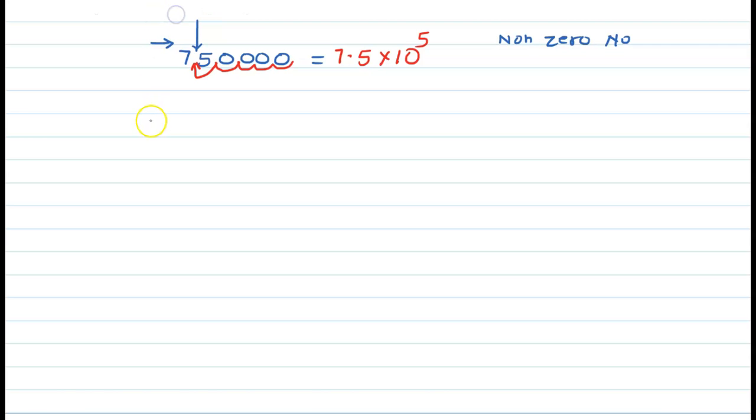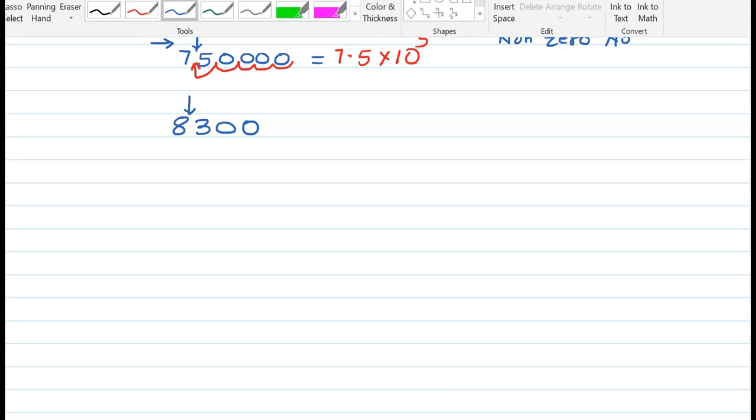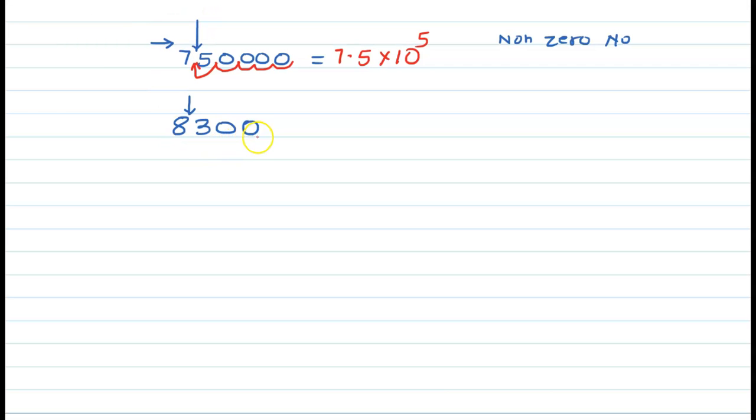Okay, I'll give you one more example, like 8300. So first of all, at the first non-zero number you put an arrow, then start counting backward. Okay, let's start counting backward from here: 1, 2 and 3. So it will be 8.3 into 10 to the power 3. Is that okay?